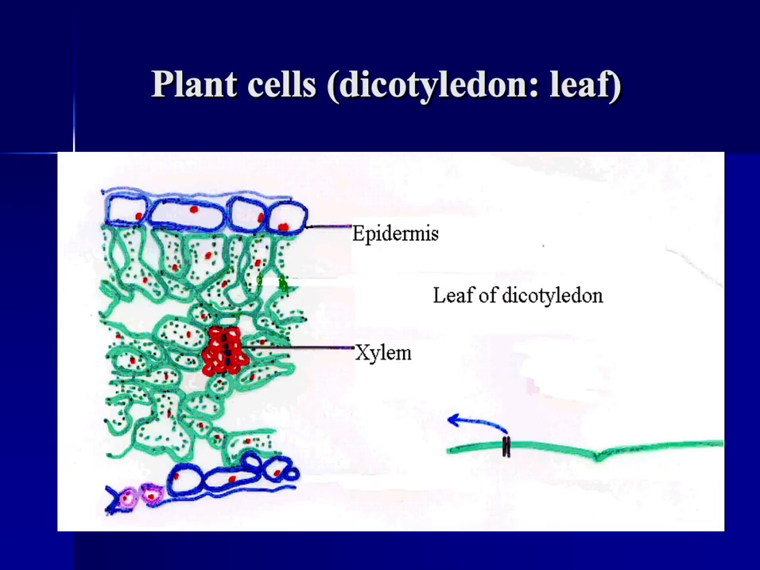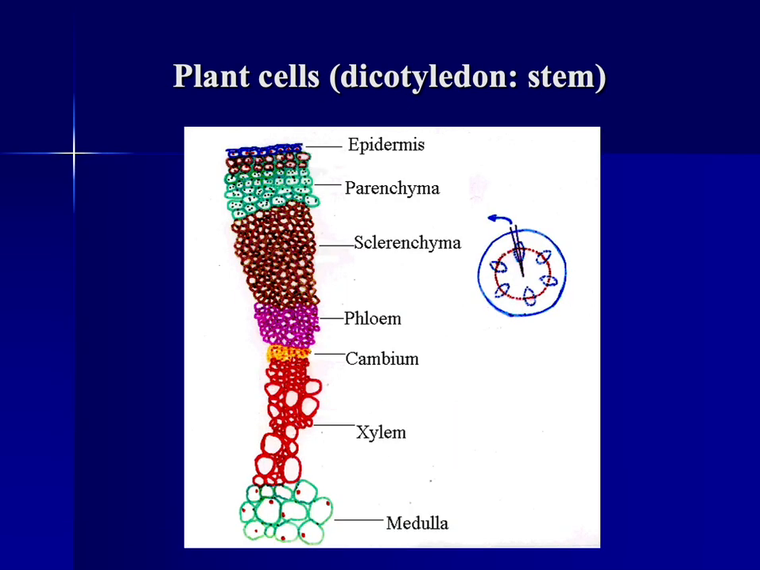Let's look at the plant cells. This is a cross section from a dicot leaf. You can see the epidermis, the xylem over here, and underneath of the leaf you can see the guard cells. It's not labeled, but these are actually guard cells. In the cross section of a stem, you can see epidermis, parenchyma, sclerenchyma, phloem, cambium, the xylem, and also medulla.